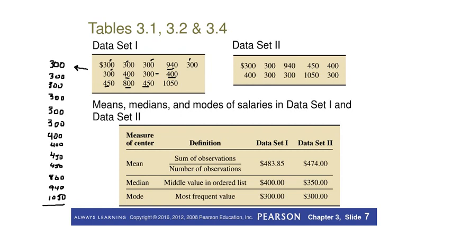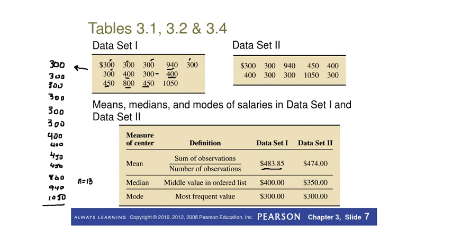So if we wanted to get the mean, what we would do is add up all of these observations and then divide by the total, and there's 13 observations, right? So we would write n equals 13, 13 observations. N represents the number of data points in our data set. So if we take the sum of our observations divided by 13, we would find that the mean of this particular data set is $483.85.